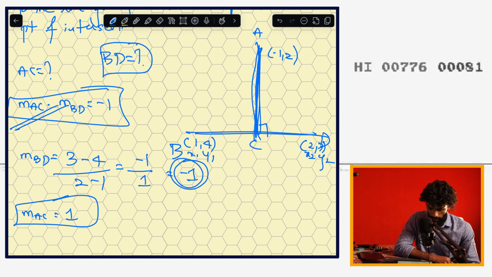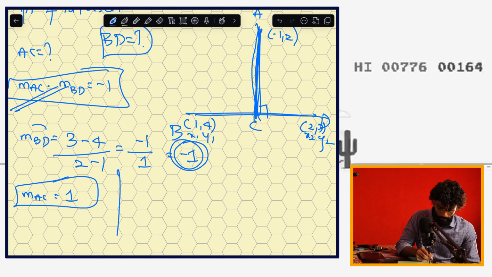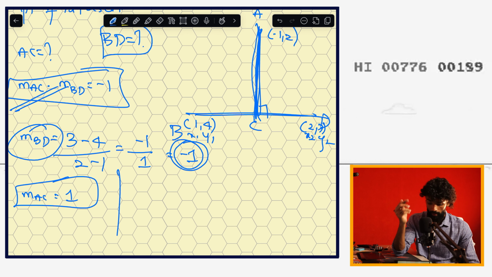Okay, so careful there. I'm doing (y2 minus y1) over (x2 minus x1): 3 minus 4, 2 minus 1. Done. So I got the answer as -1. We substitute and we also get the answer as +1 here. I am done with this. Now, m of BD also I know, m of AC also I know. I was just trying to check if the question is right.